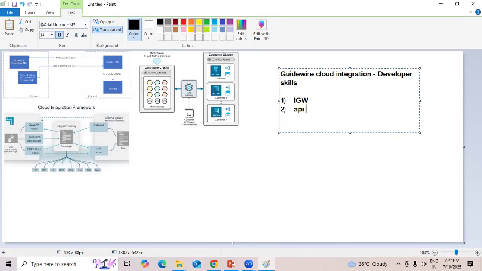Next, we must have an understanding of documentation. Some part of OpenAPI documentation is required, followed by any kind of integration specifications or any kind of Postman collections. These are also needed apart from the Guidewire integration development, either it be PC, BC, or ClaimCenter, all that.